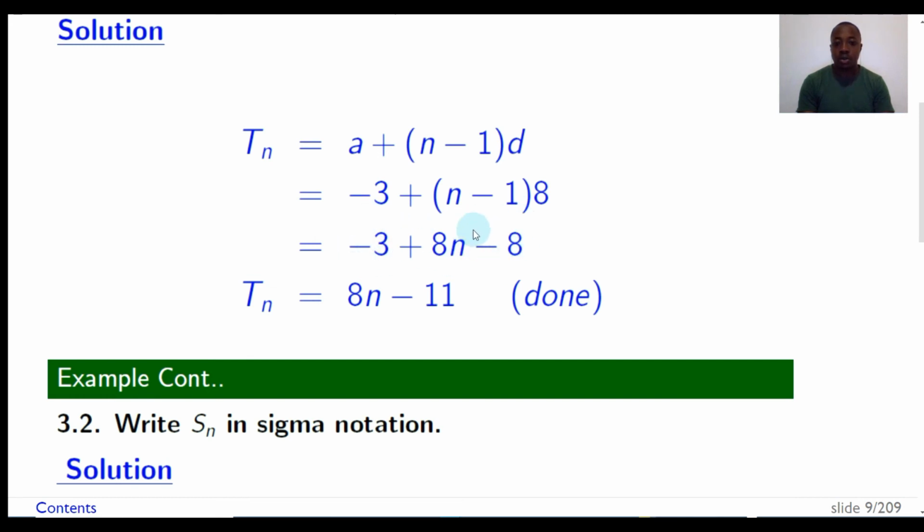This term and this one, they do not have n. I can add them. -3 minus 8, that's this -11 you are seeing. And the positive 8n is right here. Now, at this point, yes, you can say you are done.